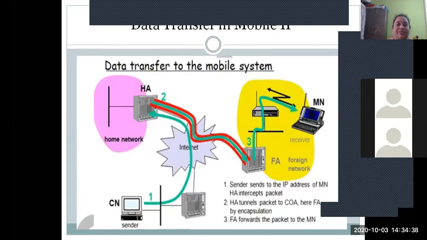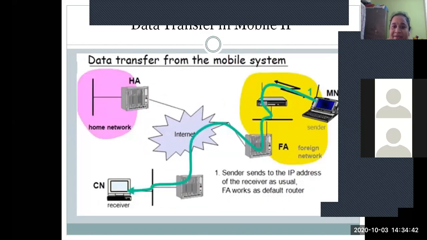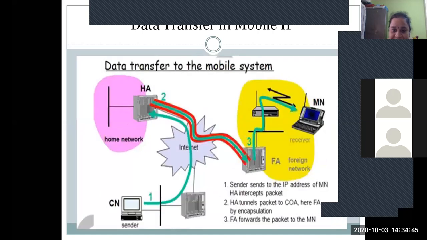So we already discussed how the data transfer happens in mobile IP, and how the data will be received in the corresponding mobile IP. According to the 4 steps that we discussed in the last class, rather than the voice communication, what do we do with the data transfer? What happens here is, in the first step, the sender sends to the IP address of the MN, and the HA intercepts the packet.